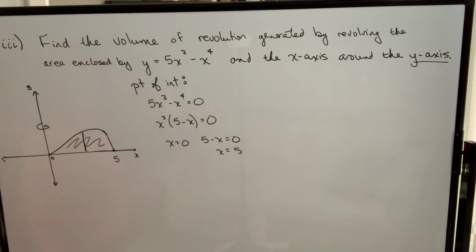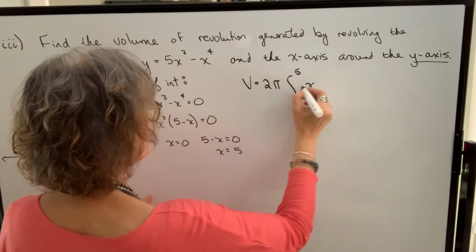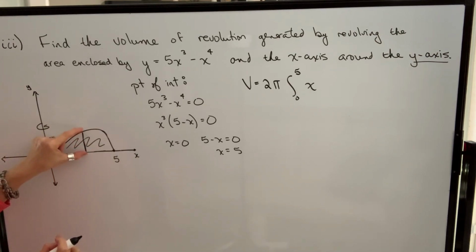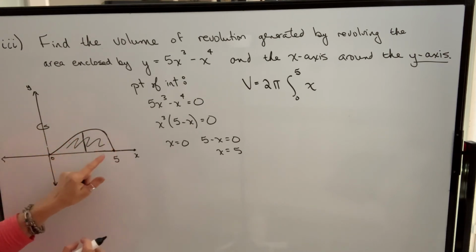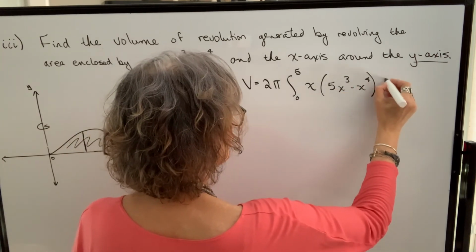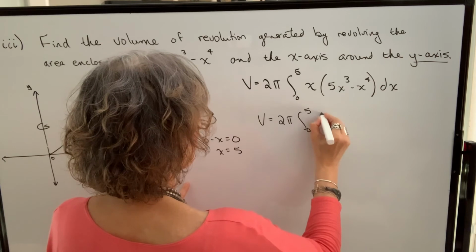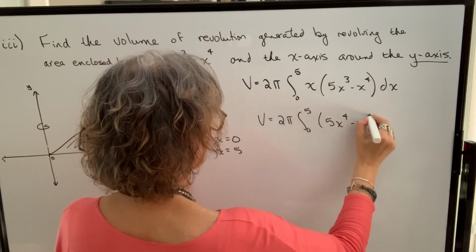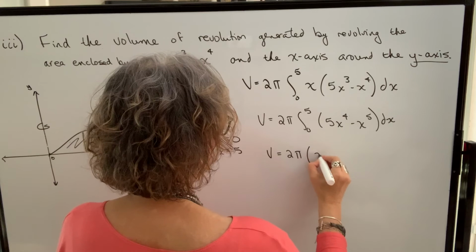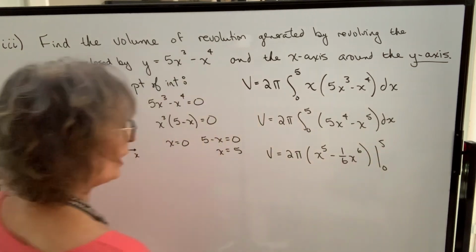Now we can find our volume using the shell method. The volume will be equal to 2 pi times the integral from 0 to 5 of x, okay, that's the radius of the shell that's formed when this thing rotates around, times the height of that rectangle. The height will just simply be this function, which is 5x cubed minus x to the 4th, times the thickness of that shell, which is dx. So we'll simplify. And then we'll integrate. So we're going to have x to the 5th minus 1/6 x to the 6th. Now we're going to evaluate.